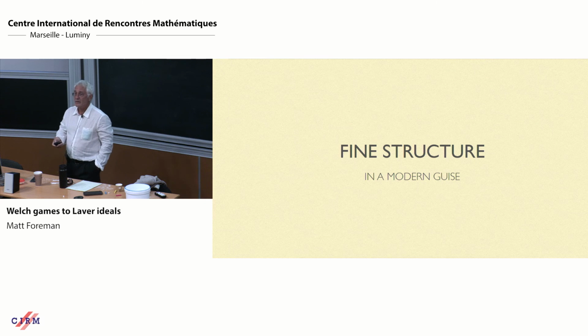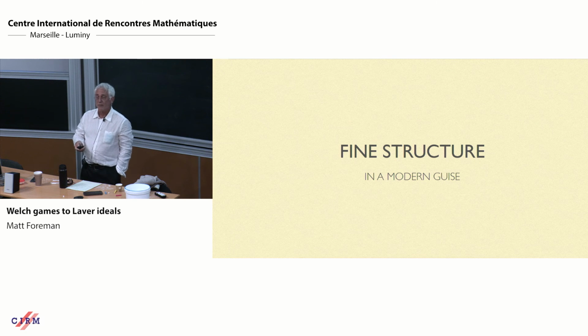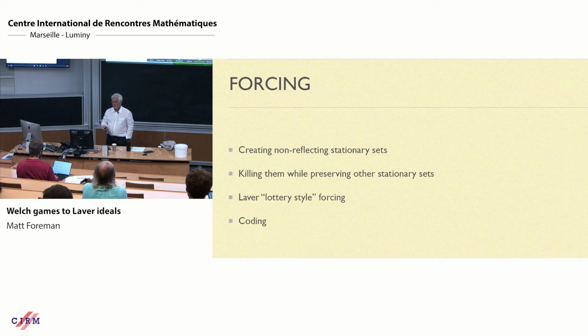We're also going to be using fine structure, in particular for L of E models. There'll be some innovative fine structure. Okay. Now, the forcing is going to be things that originated in the late 90s, early 2000s, so creating non-reflecting stationary sets, and then killing them while preserving other stationary sets. So if you create a generic non-reflecting stationary set, you can split it and kill one half and keep the other half still stationary. That uses the genericity of the set.